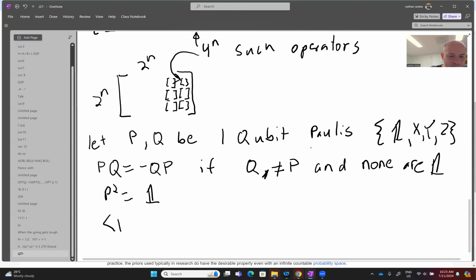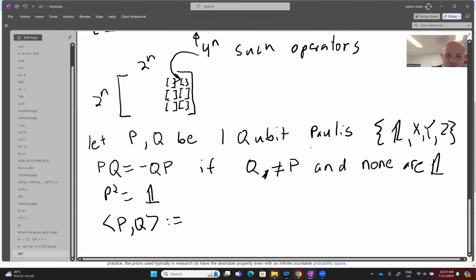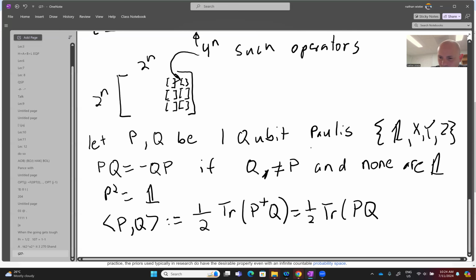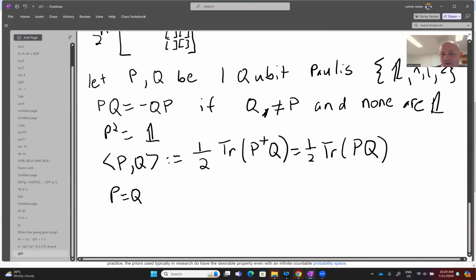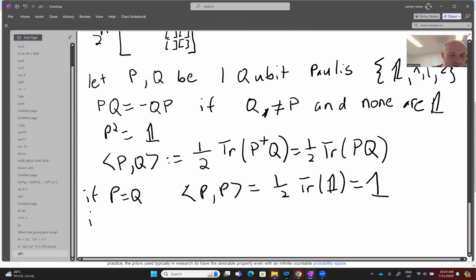The Hilbert-Schmidt inner product between P and Q is defined to be 1 over the dimension, which is in this case 2 for a single qubit, trace of P dagger Q. Now, because Pauli operators are unitary and also Hermitian, this is just equal to 1/2 trace of PQ. Wonderful. Now, let's assume that P equals Q. Then what we get is that the inner product of P with itself is equal to 1/2 trace identity, which is equal to 1. Okay, next, let's imagine that P is not equal to Q, then what do we have?